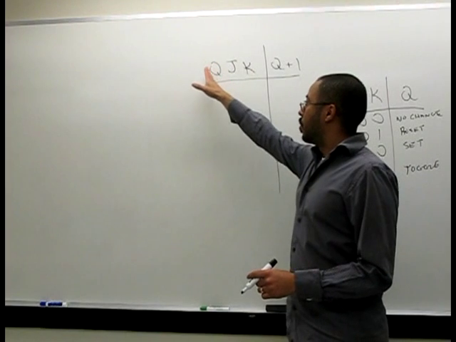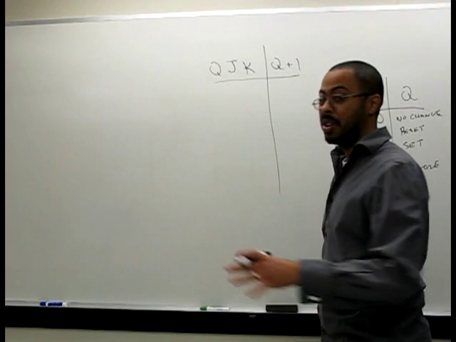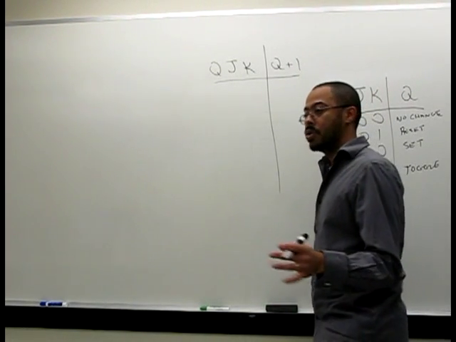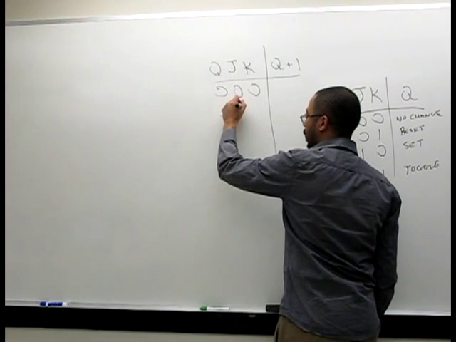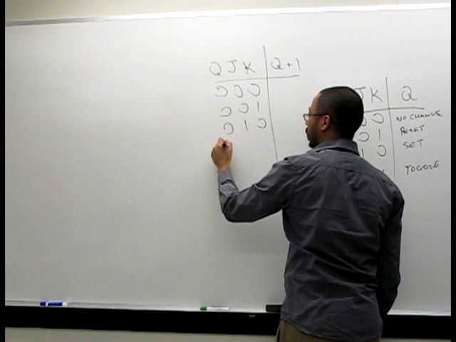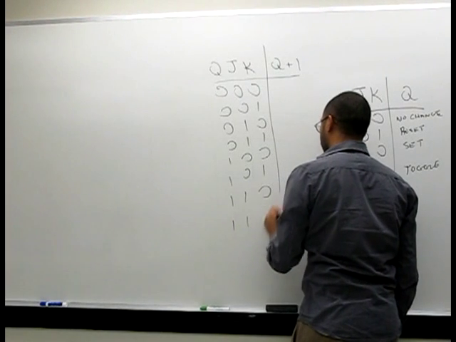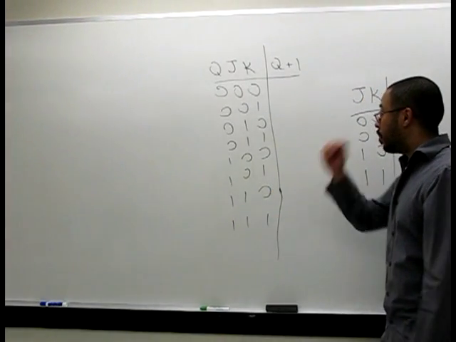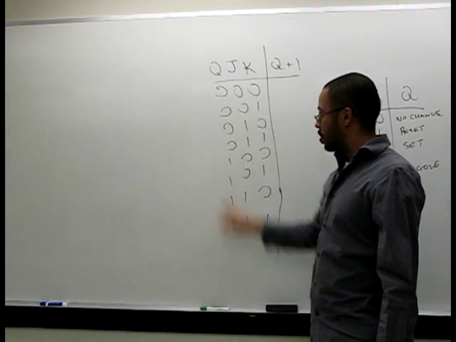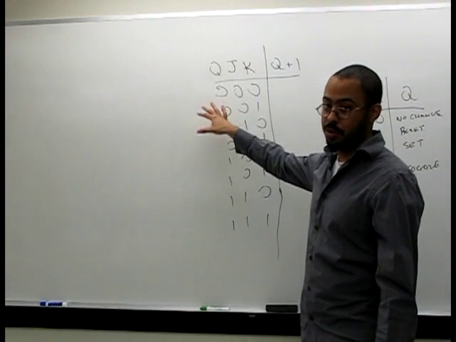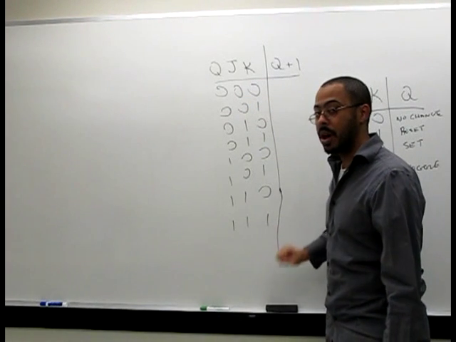We're going to have a JK. We're going to have what Q is before the clock pulse. We're going to have what Q will be after the clock pulse. So what am I going to do? I'm going to set up all the possible combinations for JK and Q before the clock. So I'm just going to run through and count in binary through all the sequences. All the possible combinations for J, K and Q before the pulse. We're going to figure out what's going to happen to Q after the pulse based on these combinations.